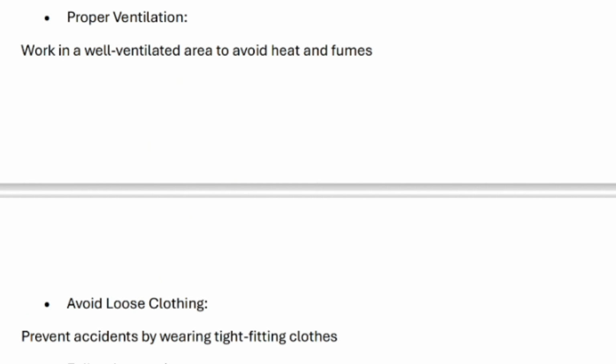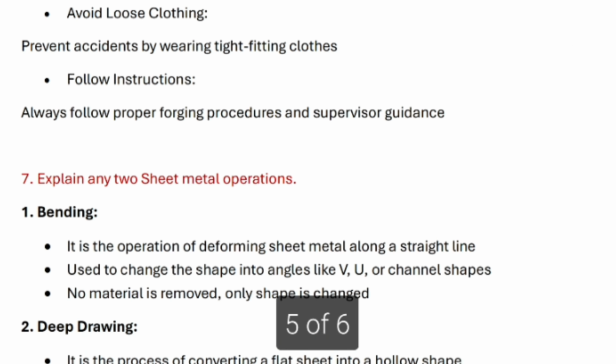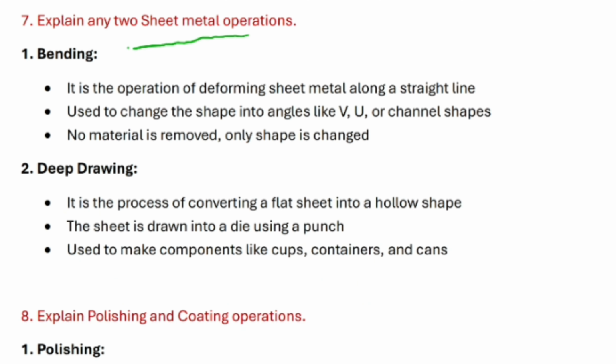Next is proper ventilation. The workplace should be a well ventilated area. Avoid the heat and fumes. Avoid loose clothing. Prevent accidents by wearing tight fitting clothes and follow the instructions. Always follow the proper forging procedure and supervisor guidelines.